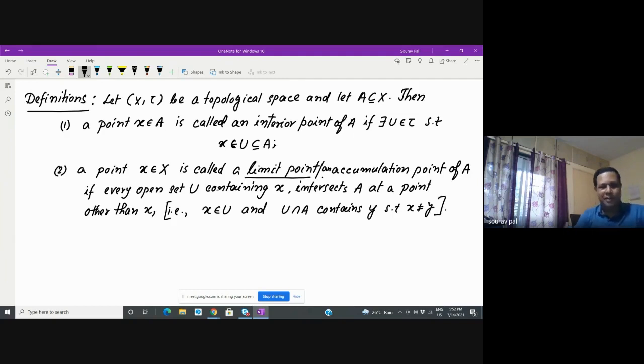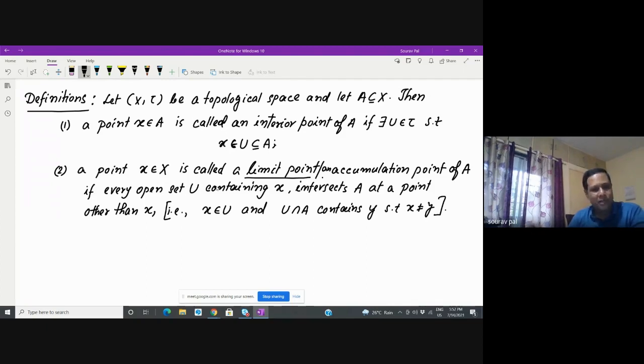Now I am going to state another theorem. As I said, you know the definition of an open set and a closed set in terms of topology: any member of the topology is an open set, and a closed set is nothing but the complement of an open set. Now we are going to define the open set and closed set in terms of the interior points and the limit points.